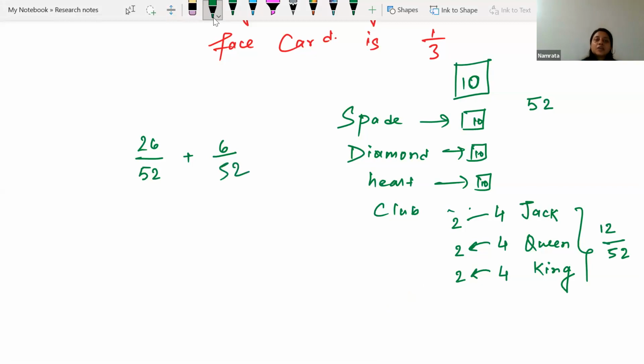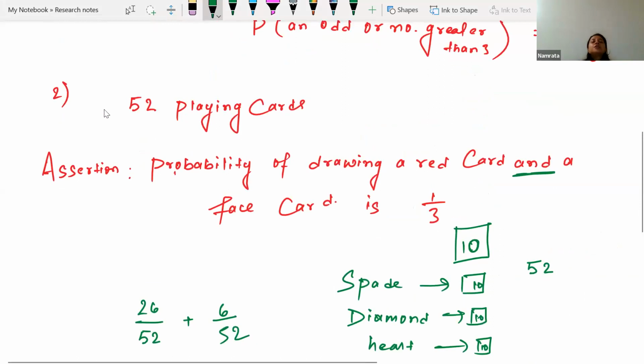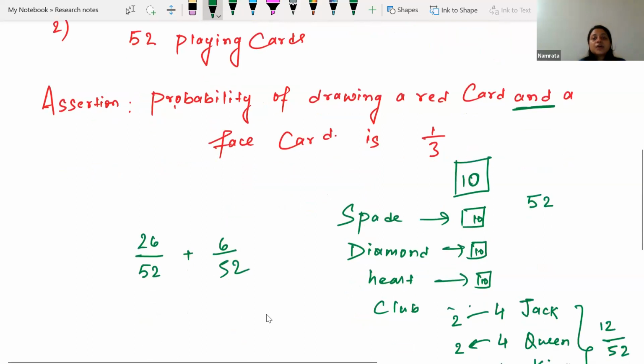So let's get back to the question. Here it says the probability of drawing a red card. Out of 52 cards, half are red, half are black. The probability of getting a red card is favorable outcomes 26, total outcomes 52. And a face card. How many face cards are there? 12. Out of that, we have already assumed the red cards, so we can't take those. We are taking the black cards only, divided by the total number of cards again. This is how we get the total probability, and accordingly we will check whether the assertion is correct or not. Is it clear to everyone?